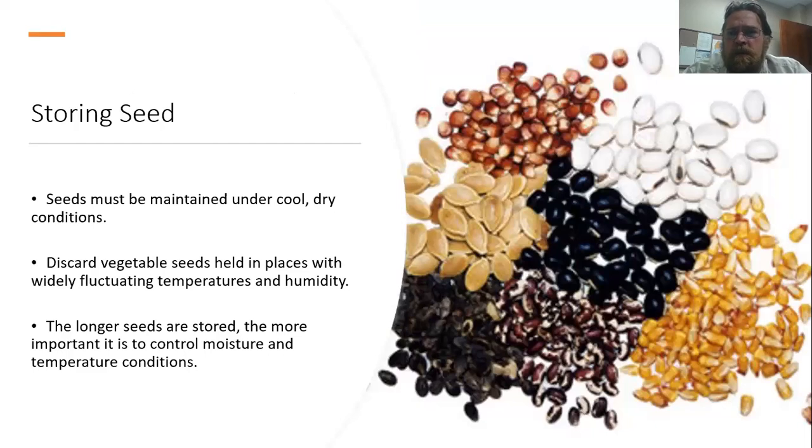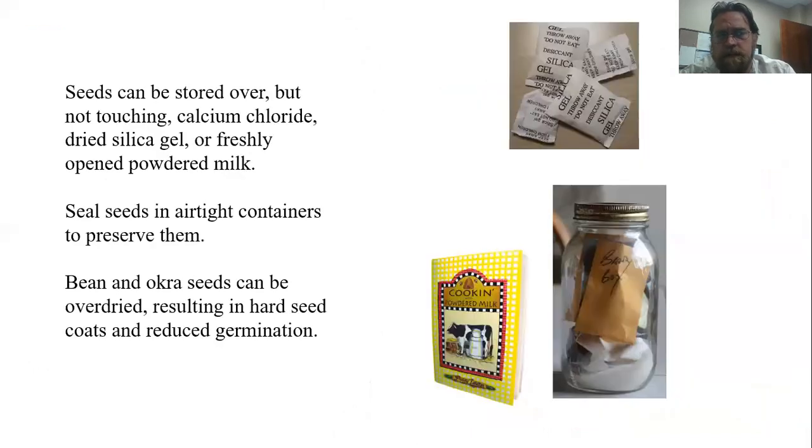Now that we have the seeds, we do want to make sure that we're storing them correctly. We do want to make sure that we're keeping them under cool and dry conditions. That is how they're going to last the longest for us. If we've had seeds that have been kept in really widely fluctuating temperatures, or with the humidity going up and down, very often those seeds are not going to be viable any longer. So it's probably best to discard them, or at the very least understand that our germination rate on those seeds may well be poor. And the longer we're storing those seeds, the more important it is to control those moisture and temperature conditions.